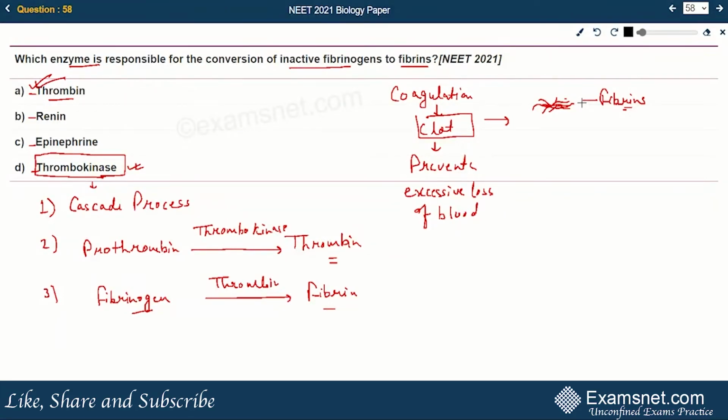Now, what does the next option say? Next is renin. Renin is actually secreted by juxtaglomerular cells of the kidneys in response to glomerular blood flow, which converts angiotensinogen into angiotensin 1.